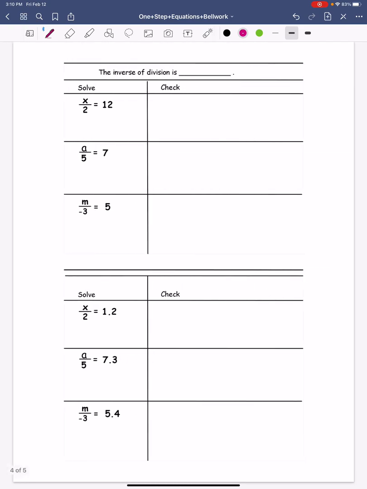All right, the very last page, here we go. So the inverse of division is multiplication.